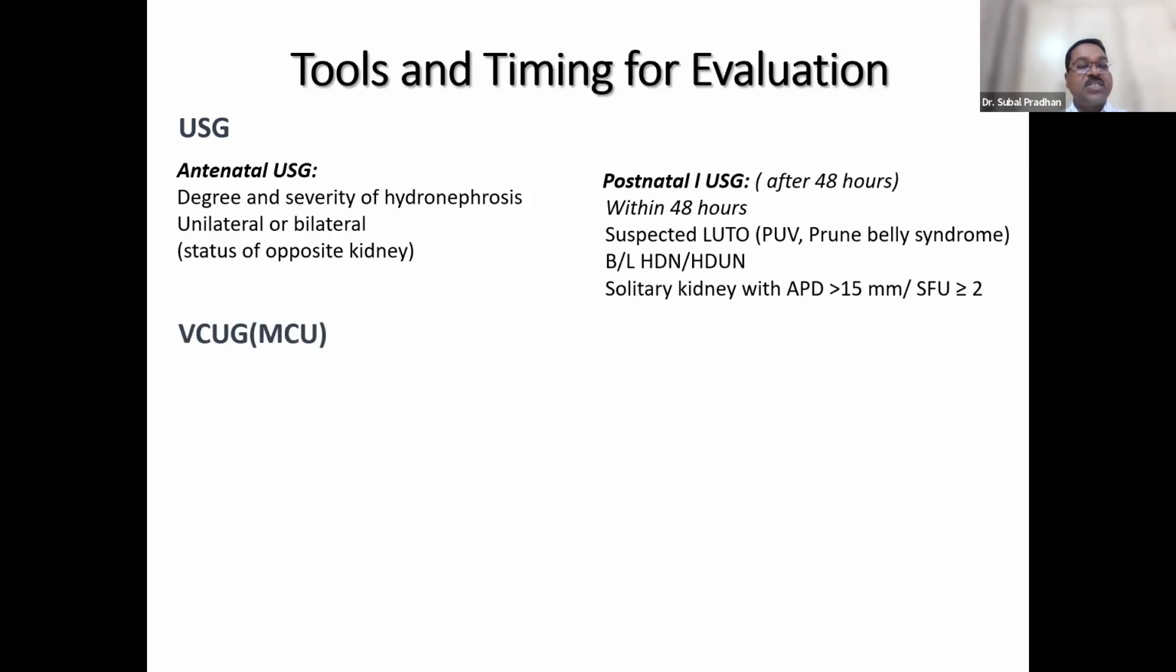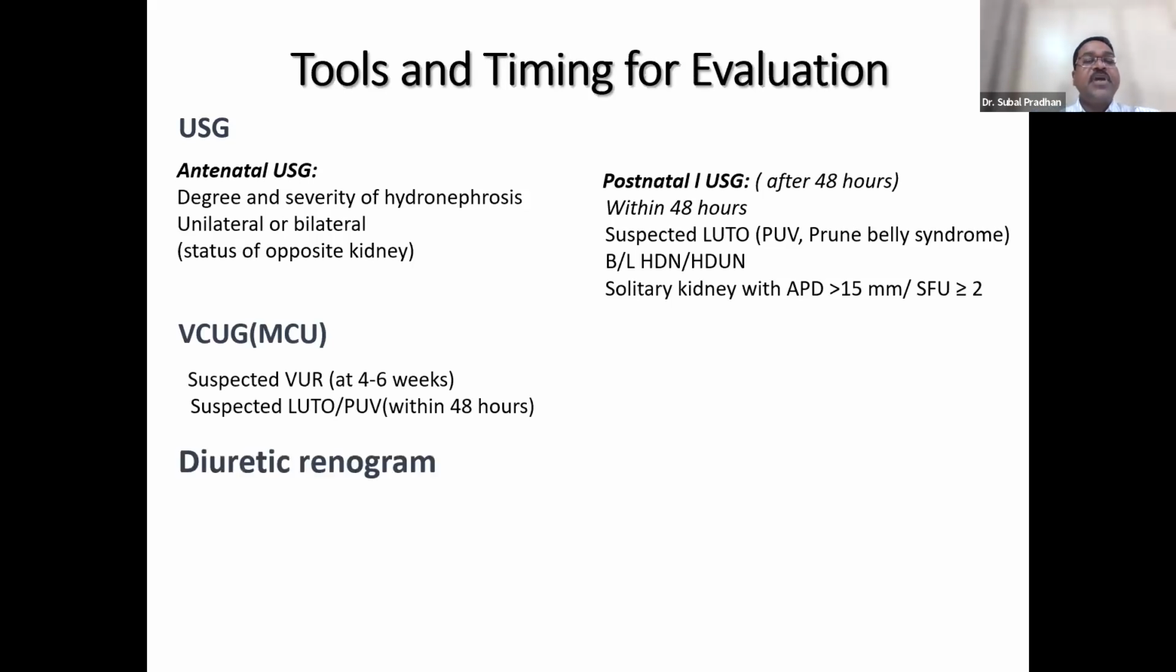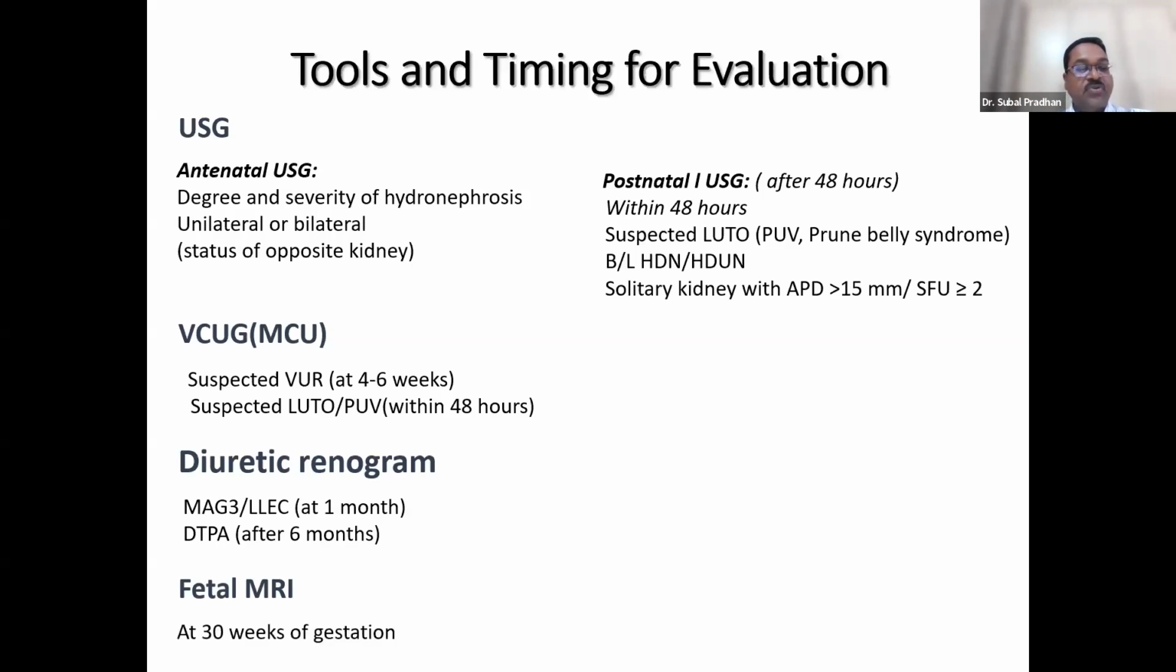The MCUG is recommended in suspected VUR, ideally performed at 4 to 6 weeks. However, in suspected lower obstruction or suspected PUV, it should be done within 48 hours. The DTPA role has already been highlighted. MAG3 or DMSA can be done at 1 to 6 weeks. However, if you are performing DTPA, it should be delayed up to 6 months of age, as mentioned in different guidelines. However, fetal MRI is now increasingly used by many centers because of excellent delineation of structures. If you are using fetal MRI, it should be done around 30 weeks of gestation.